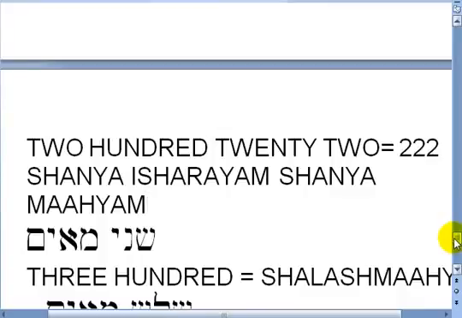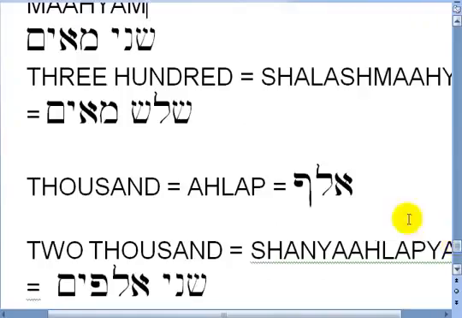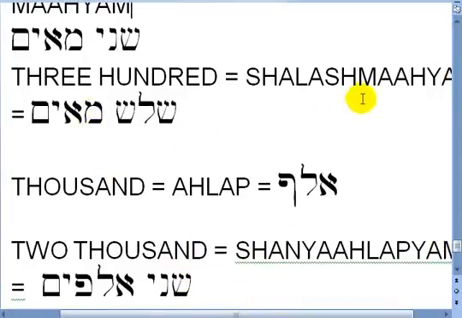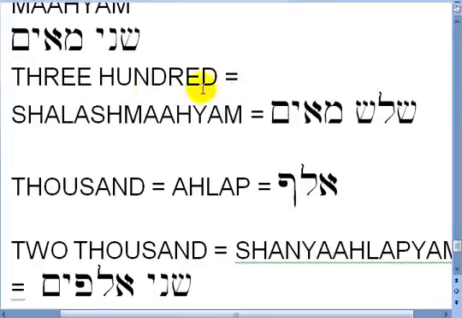You just got to get familiar with the numbers. Once you get familiar with the numbers, then you'll get it. So 222 is Shanya Aisharayam, which is 22. Shanya is 2. Ma'ayam is 100. So 200. Shanya Ma'ayam Shanya Aisharayam is 222. Then you keep doing the same thing. 300 is, as you see here, Shalash Ma'ayam. Shalash is 3. Ma'ayam is 100.